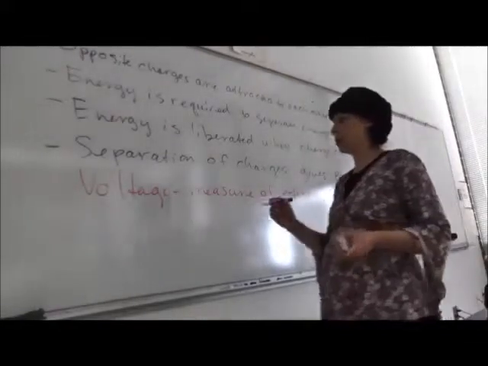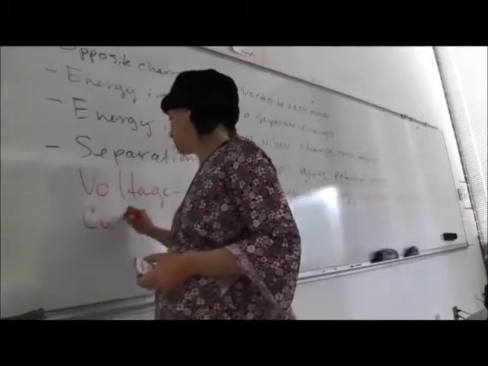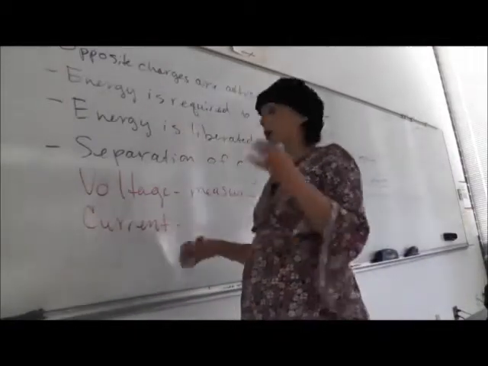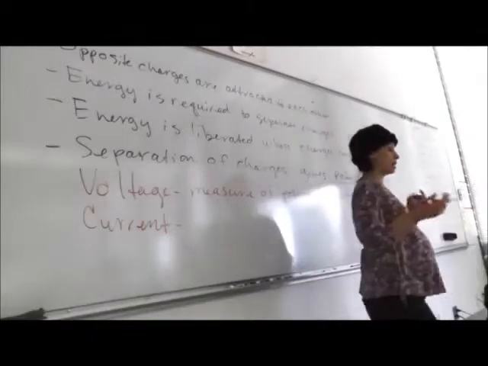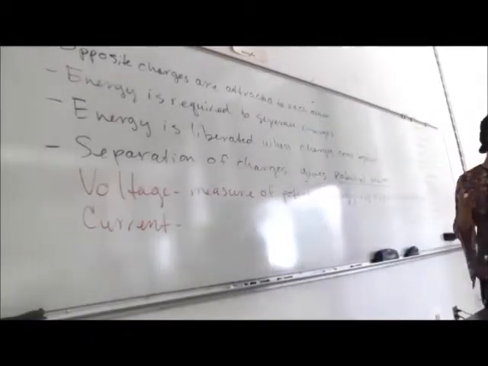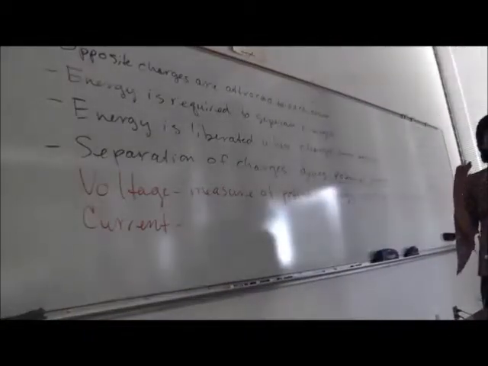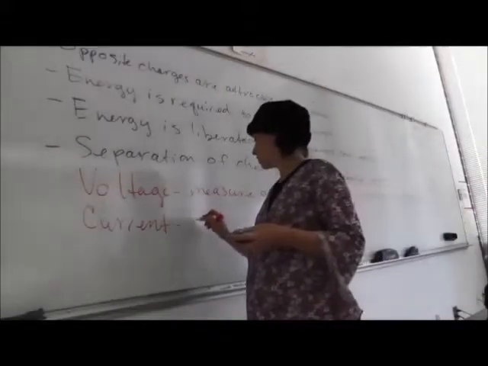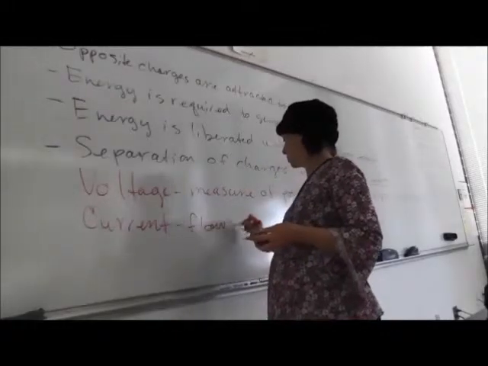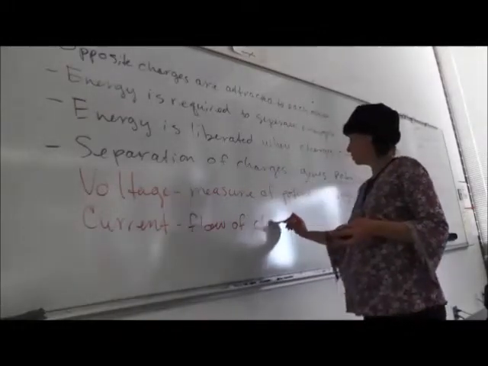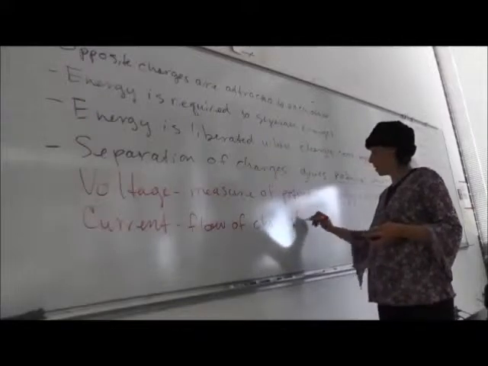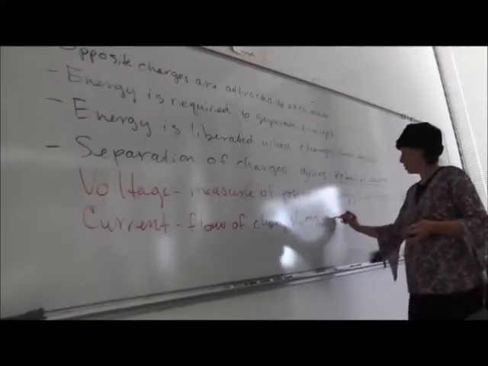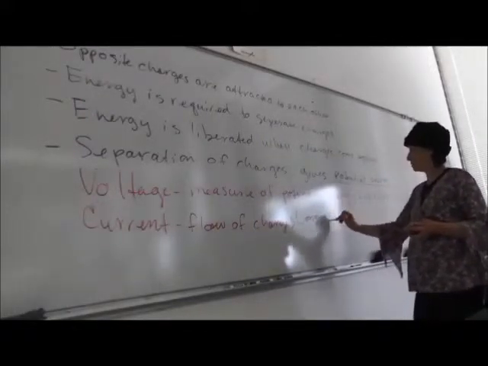The next definition that we have is current. Current is the flow of a charge from one area to another. So in the case of the body, it's the flow of ions between 2 points, and this current can be used to do work. So this is the flow of charges. In our case, in the body, these are ions between 2 points.